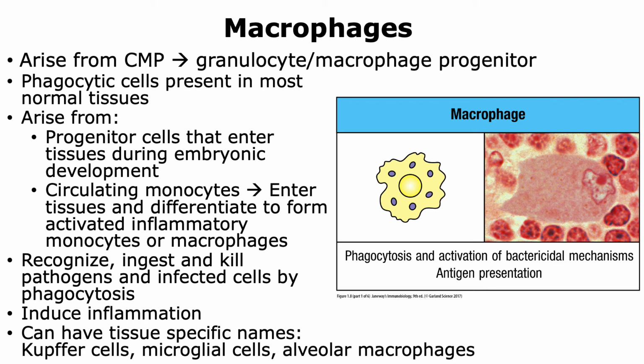Macrophages can also have distinct names based on the tissue that they reside in. For example, Kupffer cells are the names of macrophages that are found in the liver, while microglial cells are macrophages that are found in the brain. Alveolar macrophages, on the other hand, are macrophages that are found in the lung. So this way we can have tissue-specific names for macrophages.